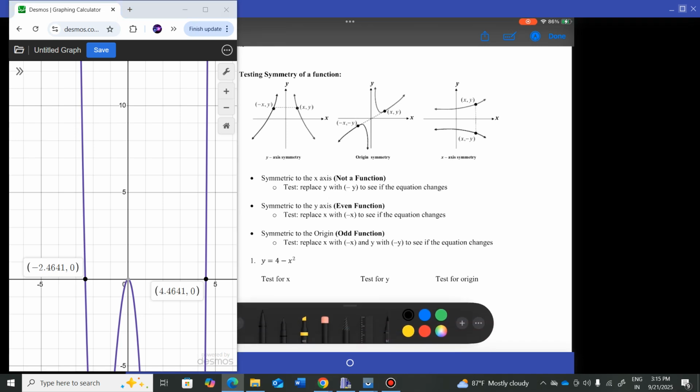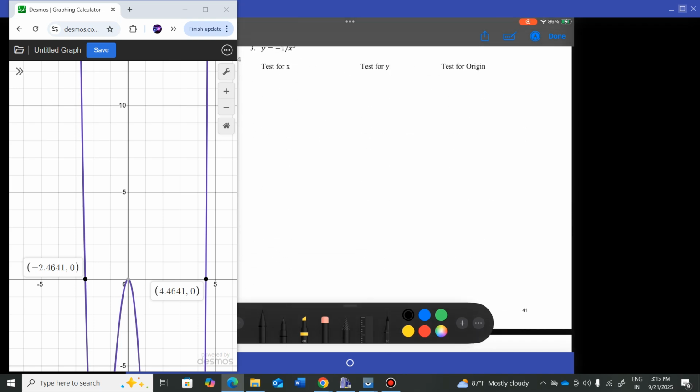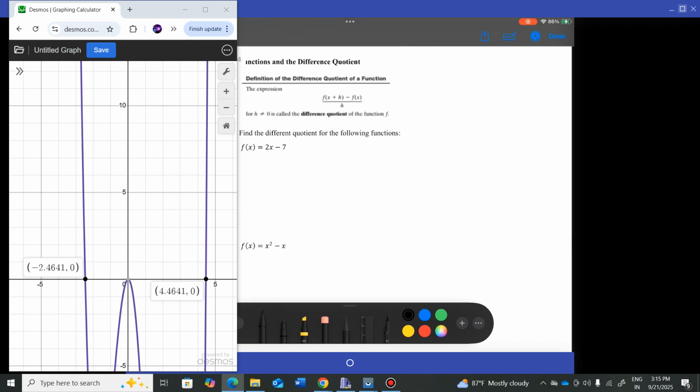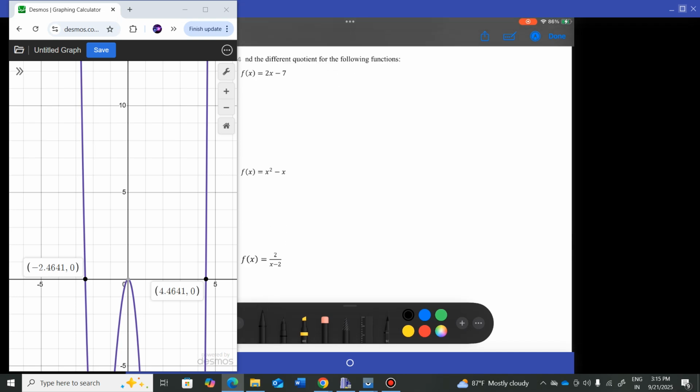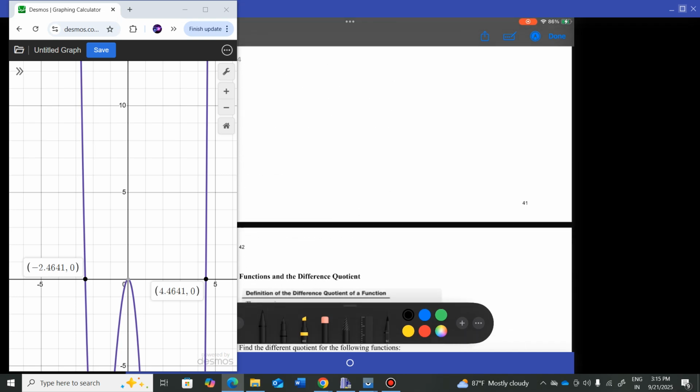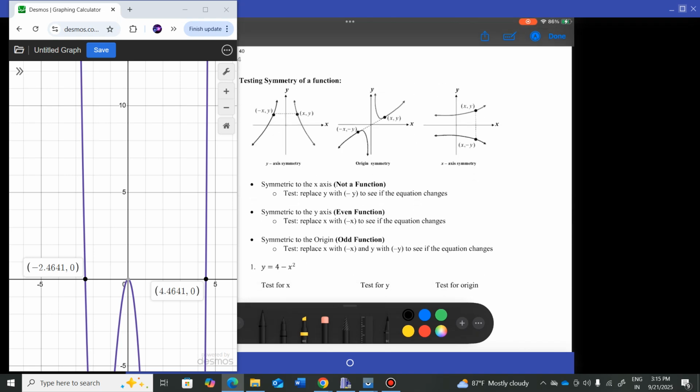Right, I'm going to stop the video here. I'll finish this because we've got two more things to go through. We've got symmetry to go through, which is just two pages, but then we have the difference quotient, which would take a little bit more explanation. Alright, so I'm going to stop here. See you in the next video.